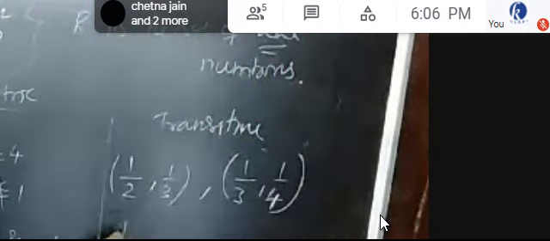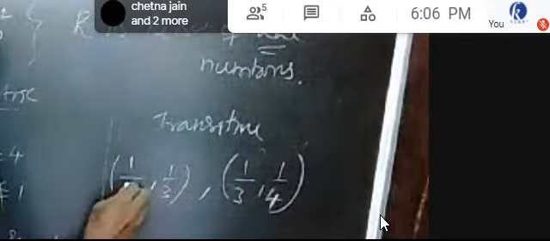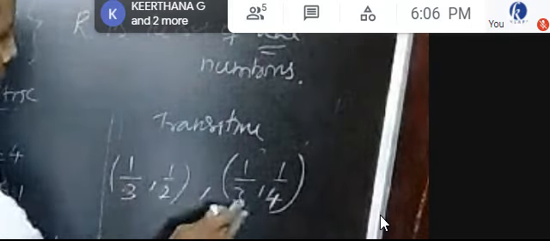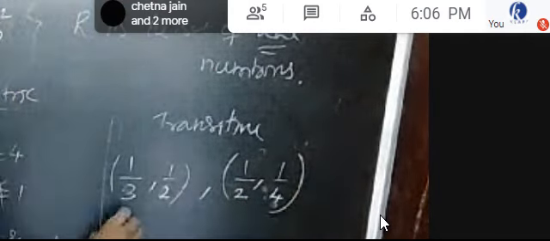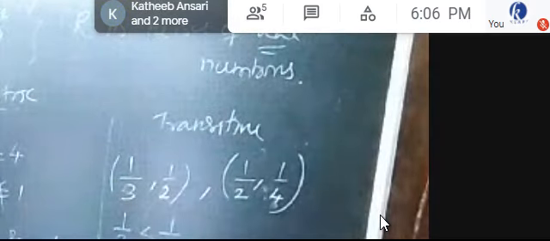Definitely we can say. So 1 by 2 is less than 1 by 9. That means, taking the reciprocal, 2 is greater than 9. This does not satisfy. Now 1 by 3, 1 by 2, and 1 by 2, 1 by 4. So 1 by 3 is less than 1 by 4. This will satisfy.